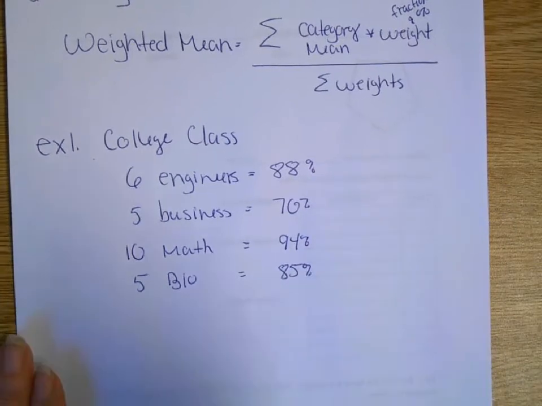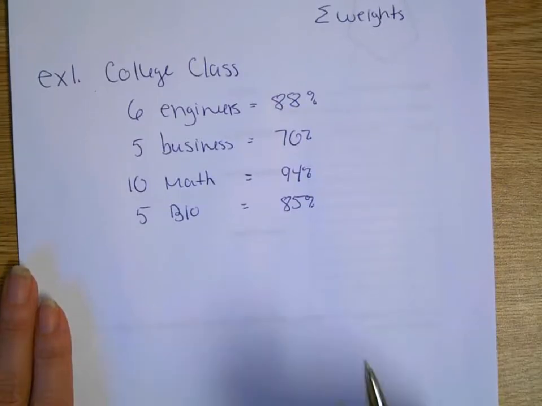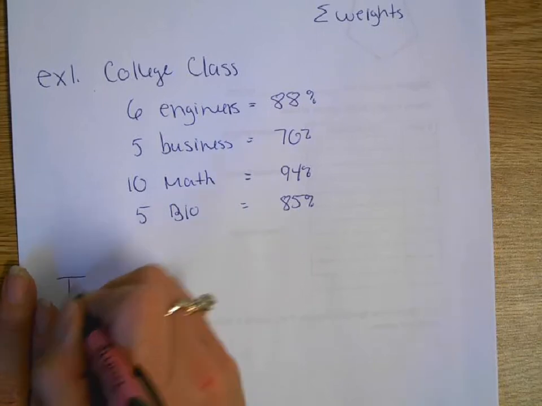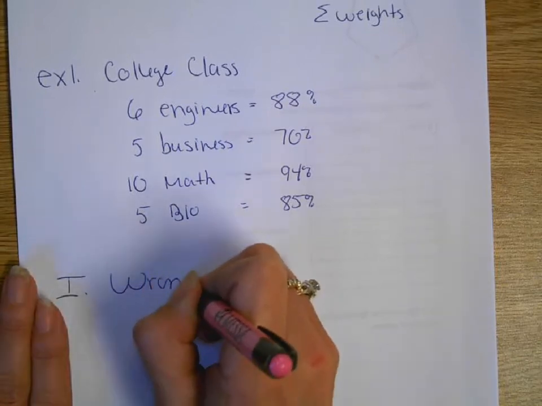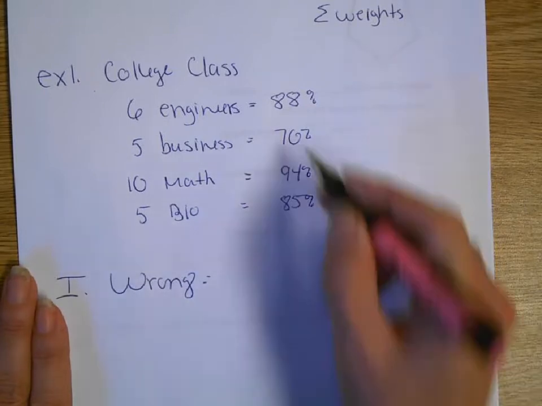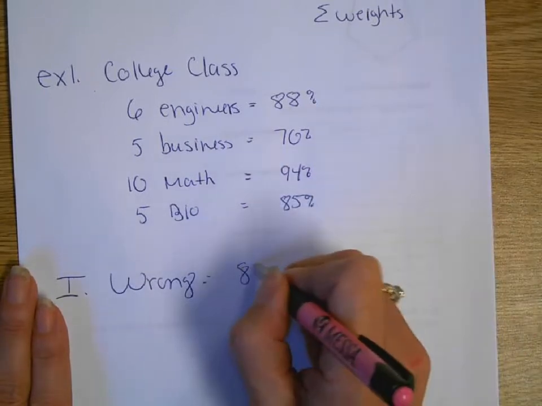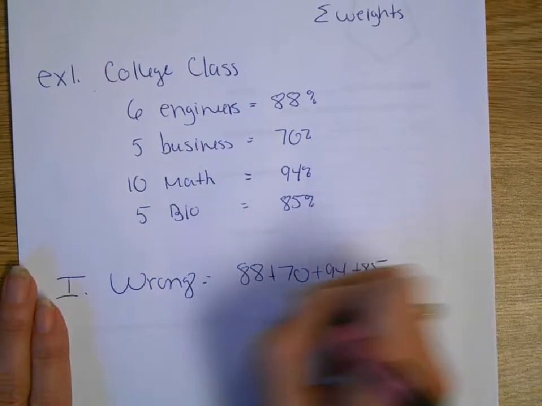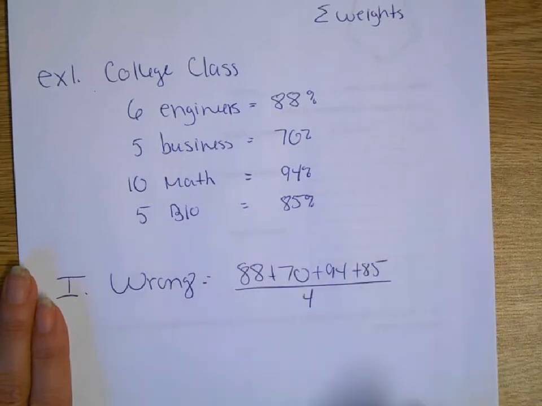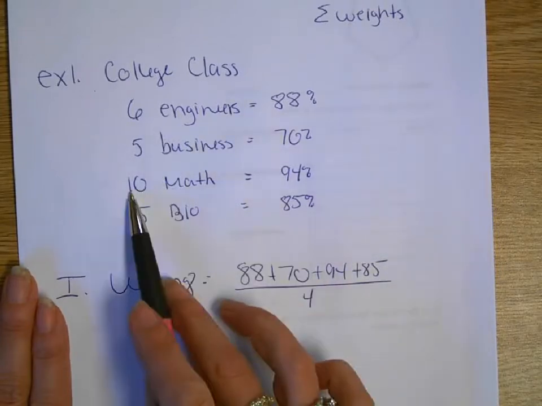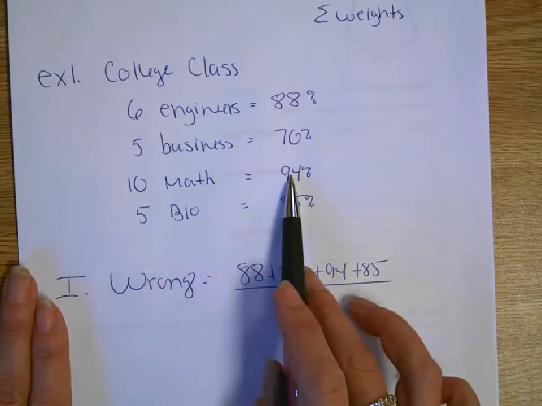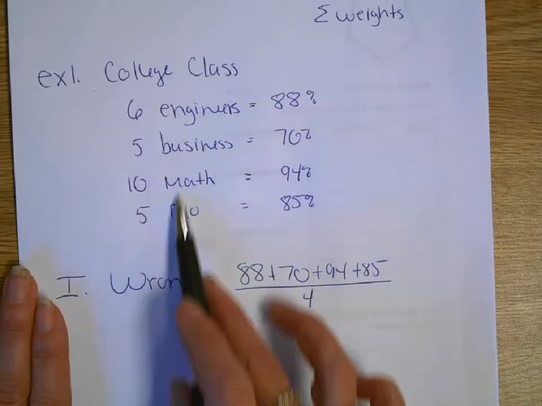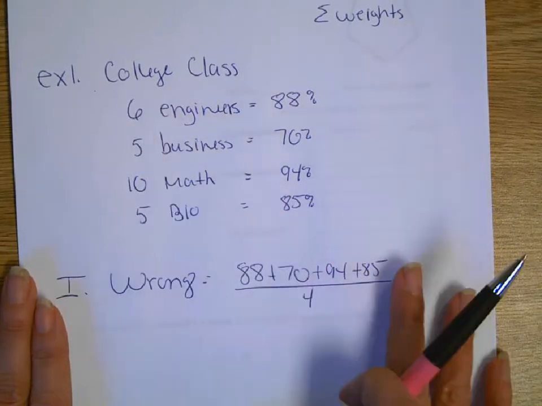So I'm going to look at the wrong way to do that. A lot of people see this, oh, I'm just going to average up these 4 values. So it's healthy sometimes to look at the wrong way. So the wrong thing to do, because people want to do it, is just average up those 4 scores. 88 plus 70 plus 94 plus 85 divided by 4, because I have 4 values. But you got to realize we've got weighting here. 10 of these people had a 94 average. 5 of them had a 70, so there's some weighting by the number of people in the class. So we've got to incorporate that weighting.